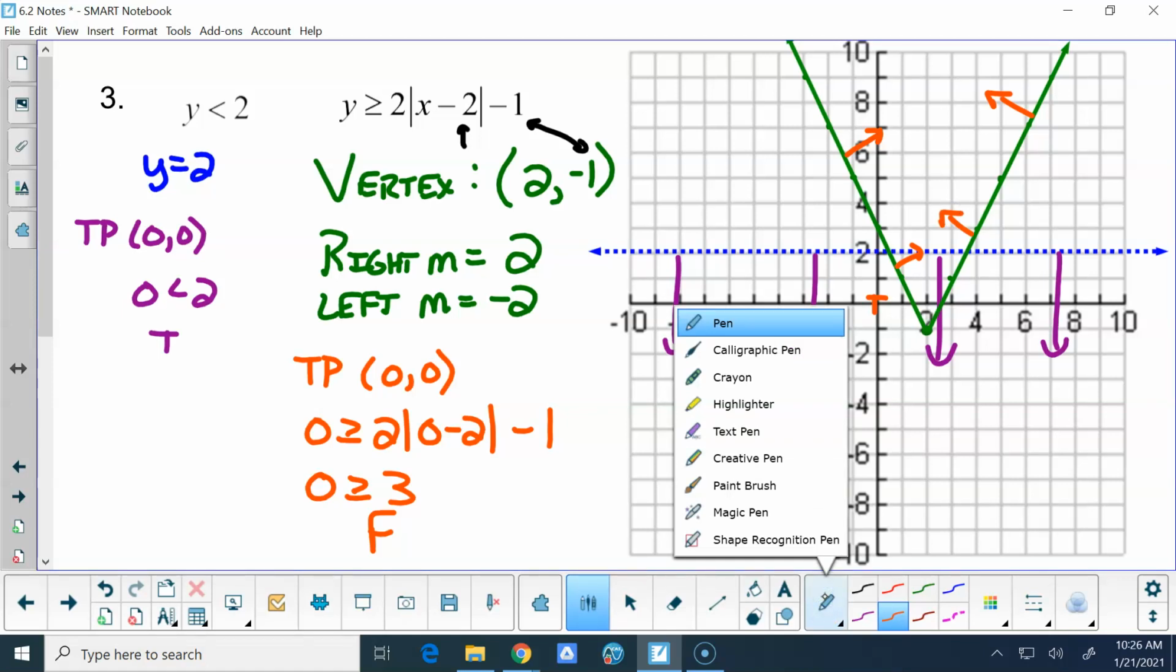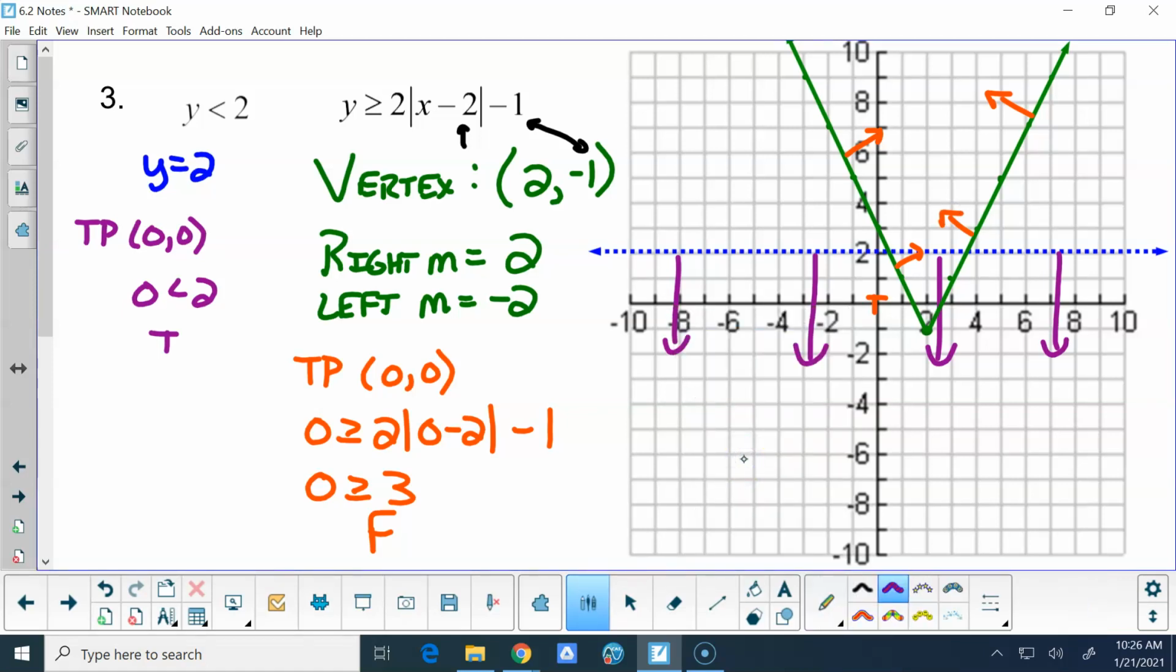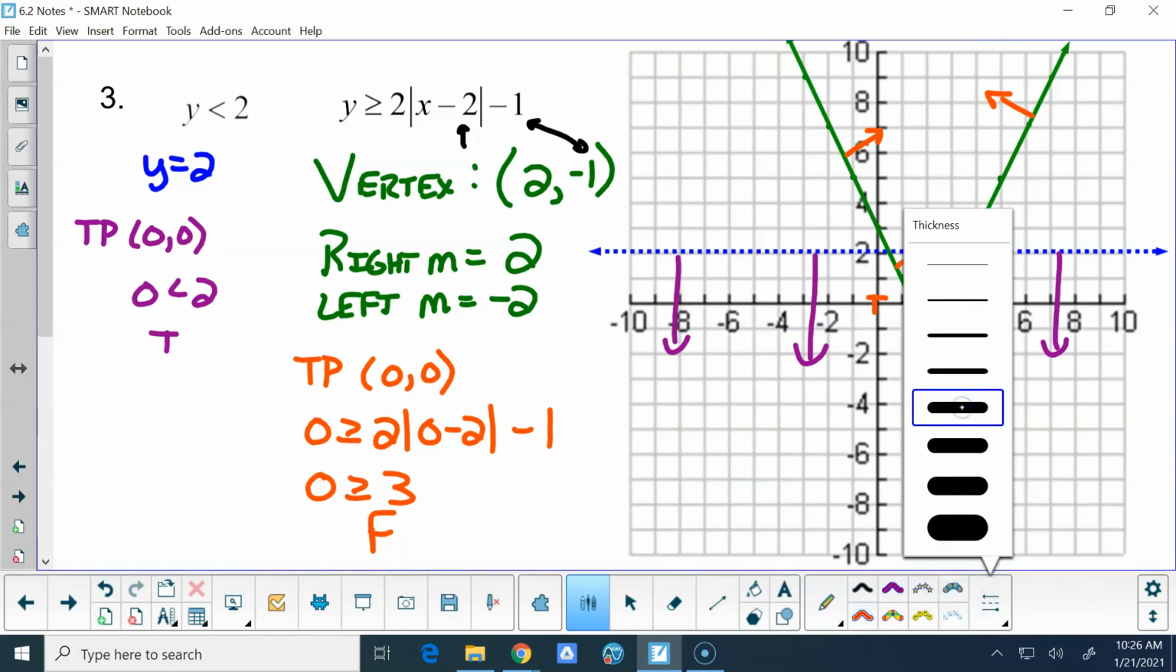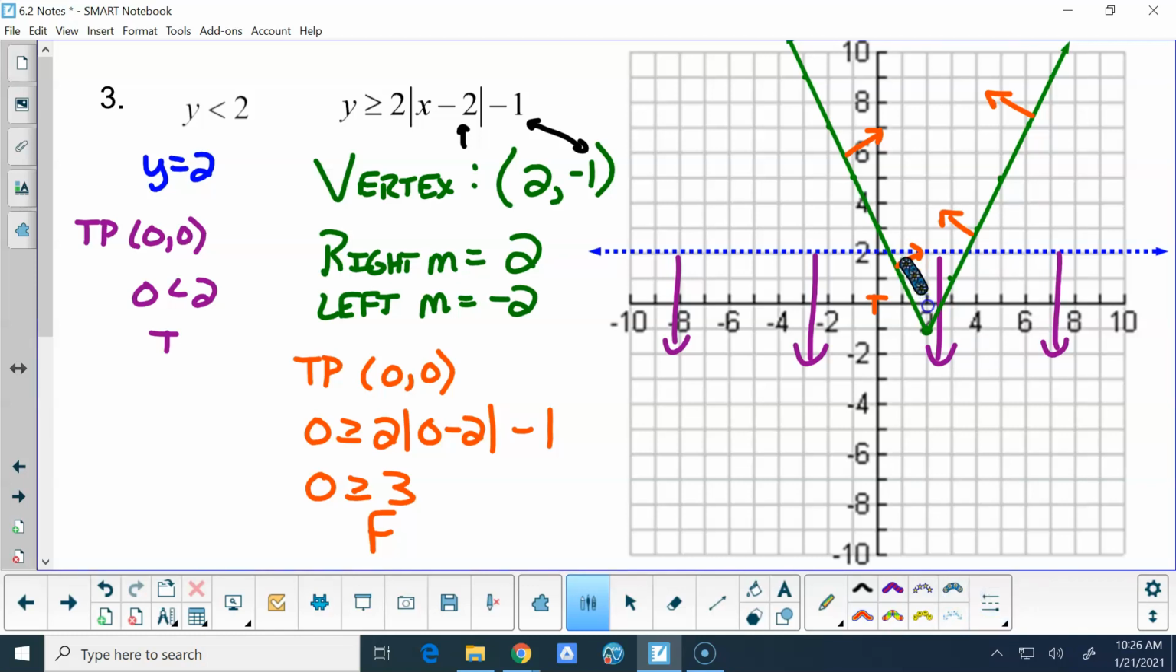That puts this little B section right there as the only spot. That would be the triangle. Questions, comments, concerns, clarification?